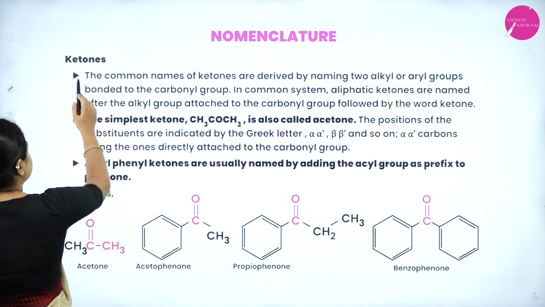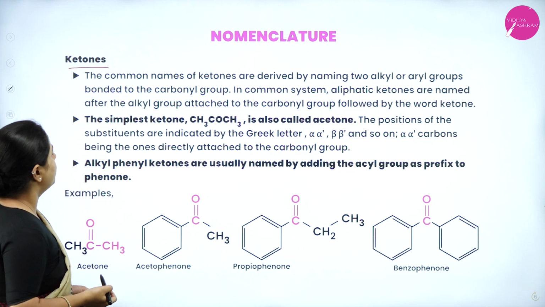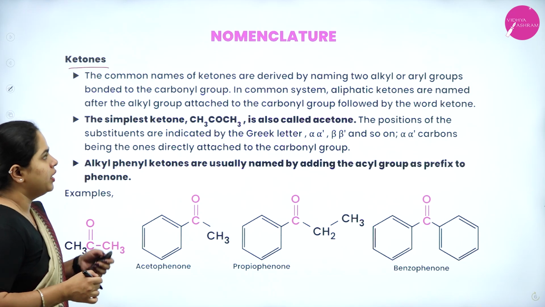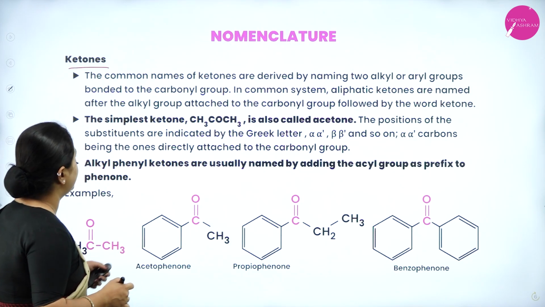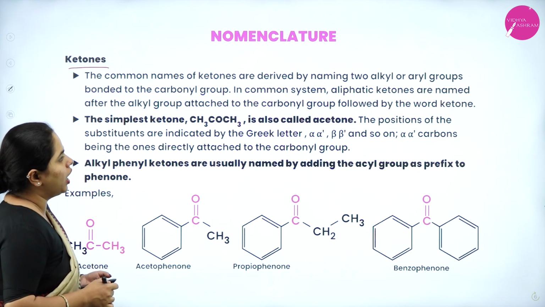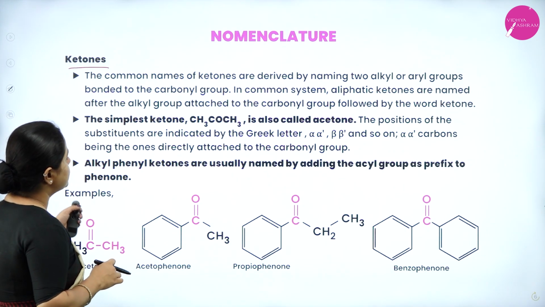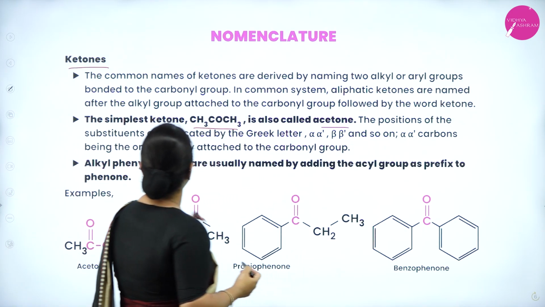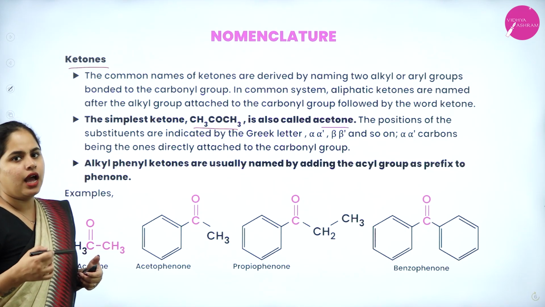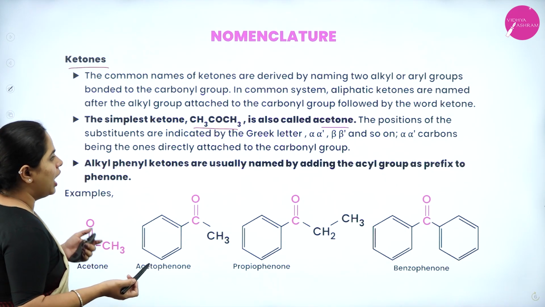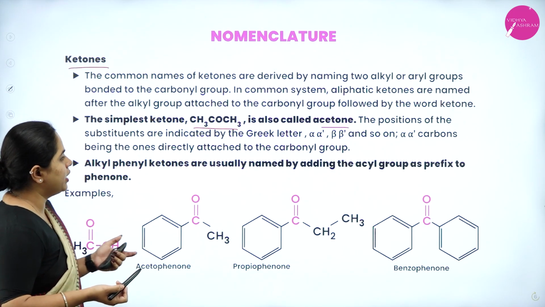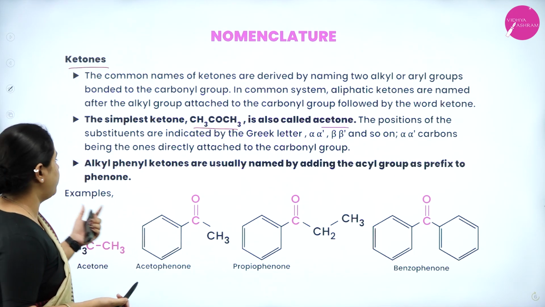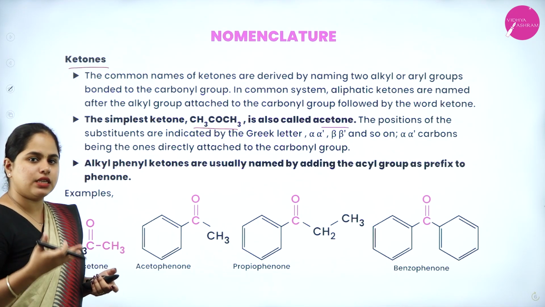Now moving on to the nomenclature of ketones. The common names of ketones are derived by naming the two alkyl or aryl groups bonded to the carbonyl group. In the common system, aliphatic ketones are named after the alkyl groups attached to the carbonyl group followed by the word ketone. So the simplest ketone, CH3COCH3, is also called acetone. The positions of the substituents are indicated by the Greek letters alpha, alpha dash, beta, beta dash, and so on, alpha and alpha dash carbons being the ones directly attached to the carbonyl group. Alkyl phenyl ketones are usually named by adding the acyl group as a prefix to the phenone. Let's take some examples and understand it.